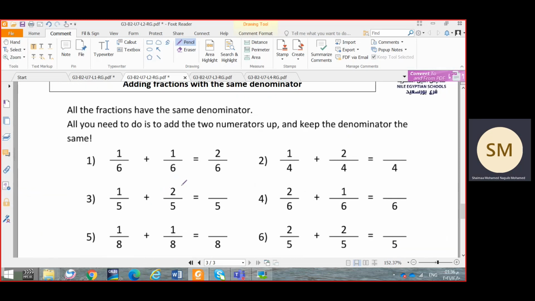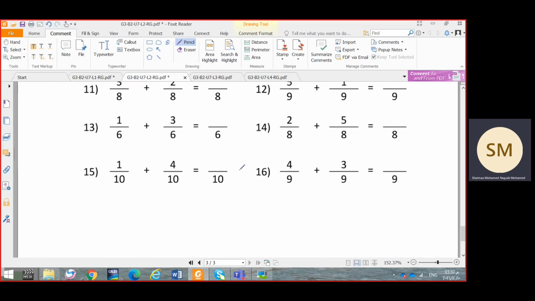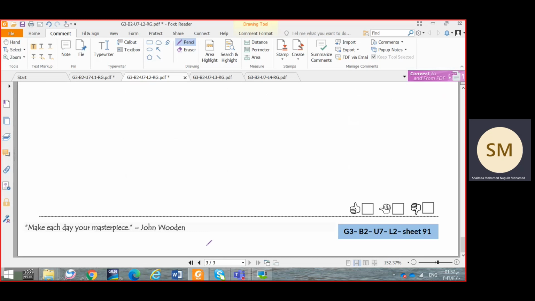Okay, let's move to this. 1 plus 2 equals 3, and I will keep the denominator also. Okay, and all of this is very easy. Let's move to lesson 3.